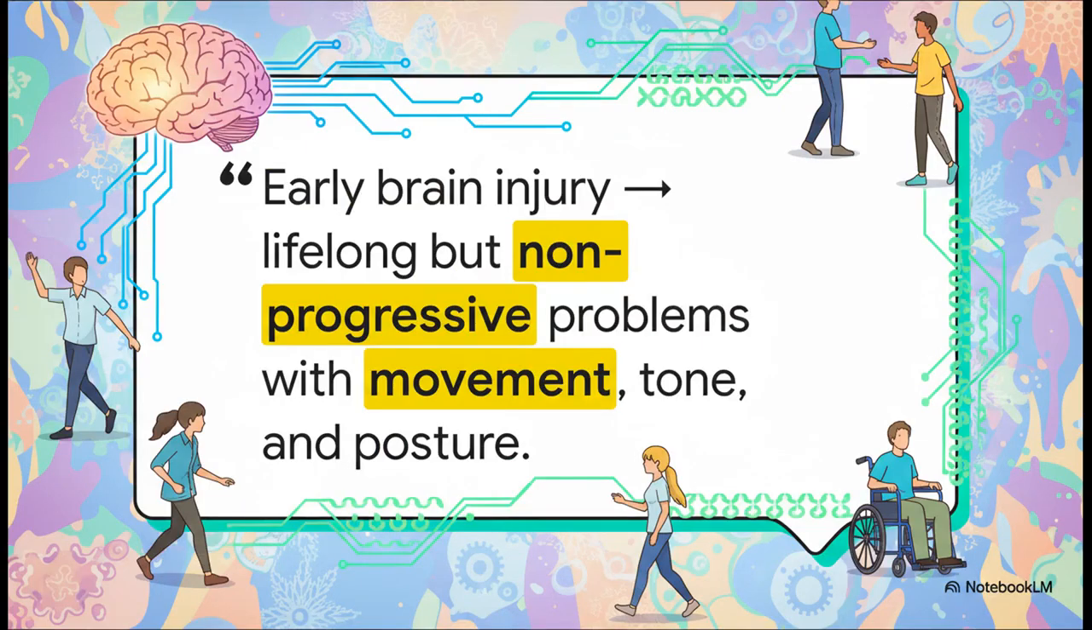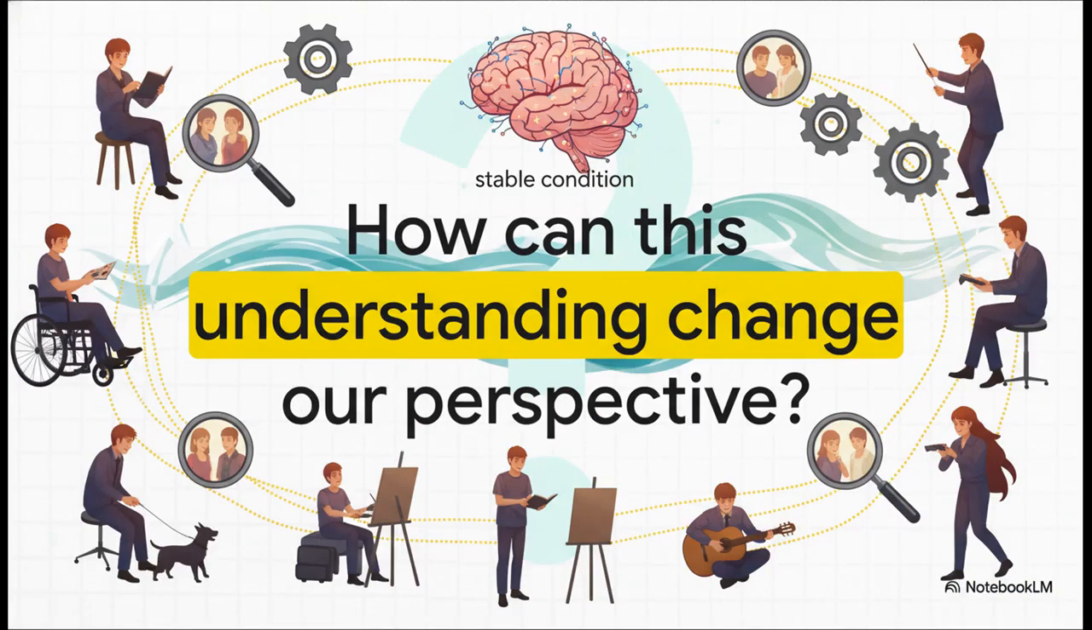This quote really nails it. It's the perfect one-sentence summary. An early brain development injury leads to lifelong but non-progressive problems with movement, tone, and posture. That's it. That's the whole story in a nutshell. So just knowing that CP is a non-progressive, brain-based movement disorder, that's a massive step, right? It helps demystify it completely. It shifts our whole perspective from thinking of it as something that gets worse to seeing it as a stable condition. And that leaves us with a final thought to chew on. Now that we know the basics, how can this understanding change our perspective?